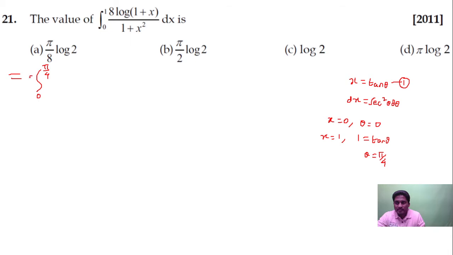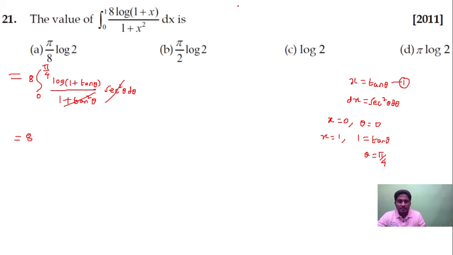8 is a constant, I'll take it outside. This is log of 1 plus tan theta upon 1 plus tan square theta, and dx will be equal to sec square theta d theta. 1 plus tan square is sec square, so it will get cancelled. So this is equal to 8 times.